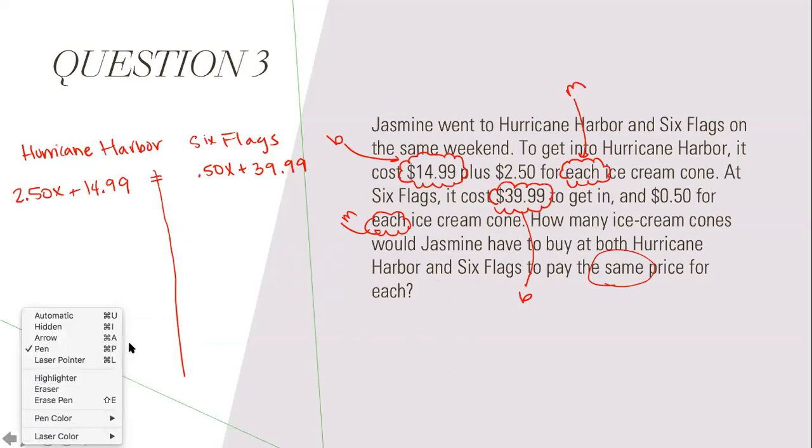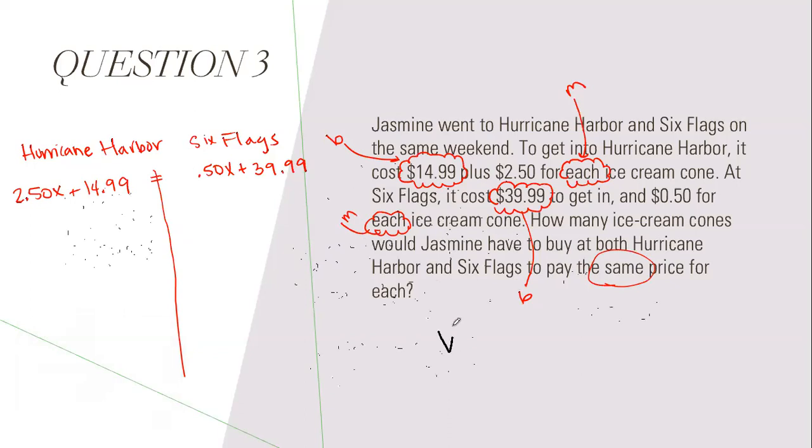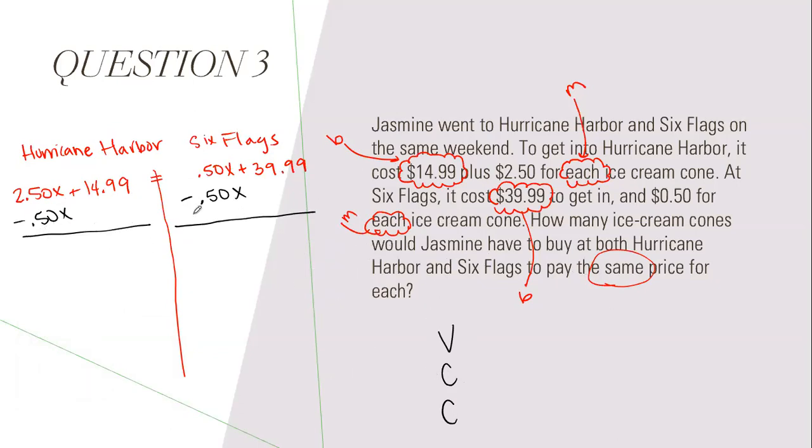All right, someone virtually, tell me what you would get rid of first. The 0.50. All right, and then how would I get rid of it? You subtract. Perfect. Thank you, Jayla and Hannah. So I'm going to subtract 0.50x from both sides. 250x minus 0.50x will give me 2x. I'm going to bring down the plus $14.99 equals, get rid of this. This cancels out. And I'm going to bring down the $39.99.